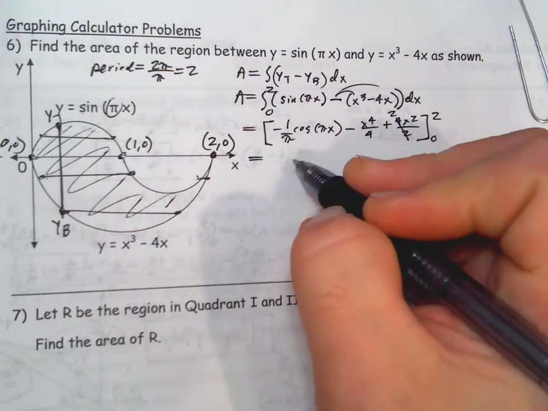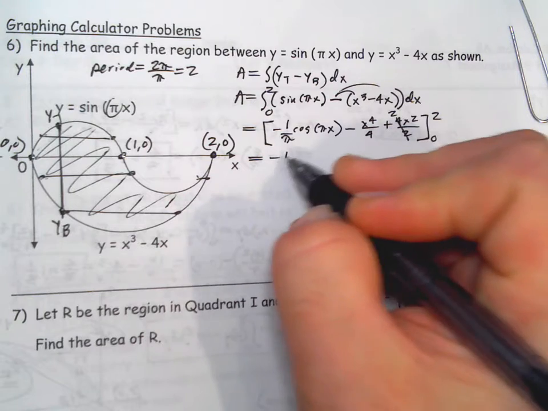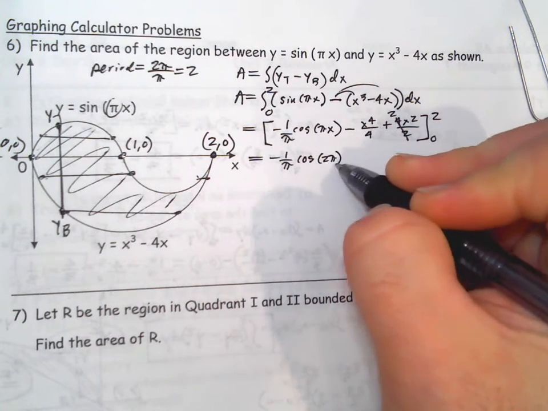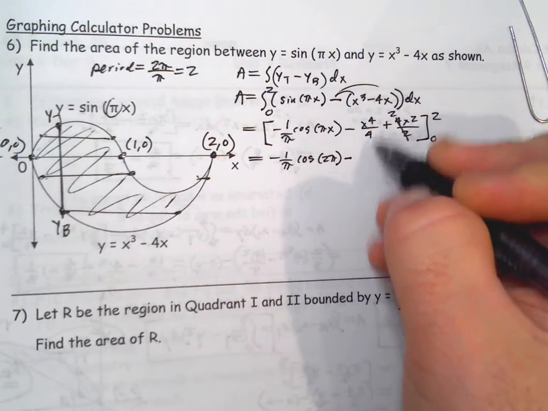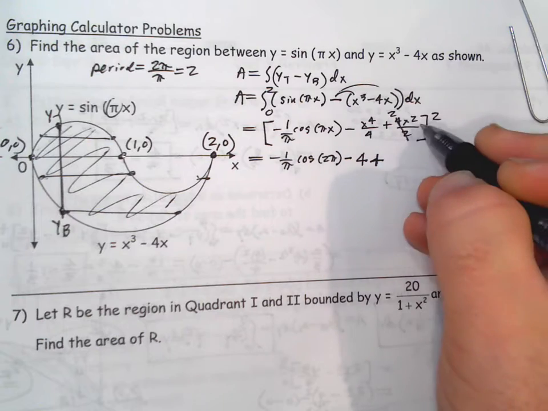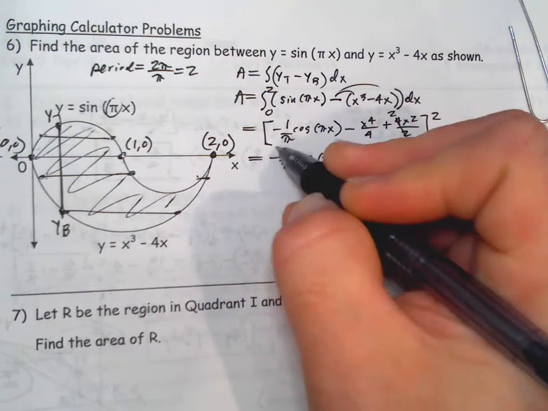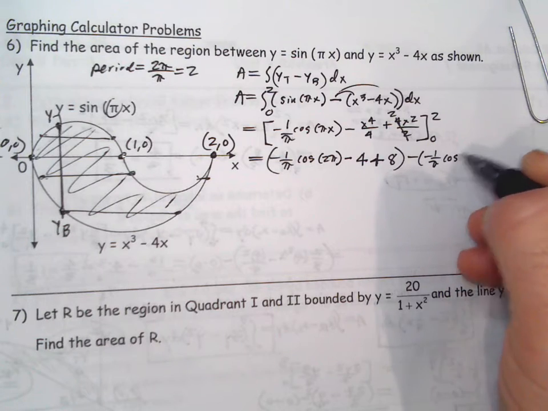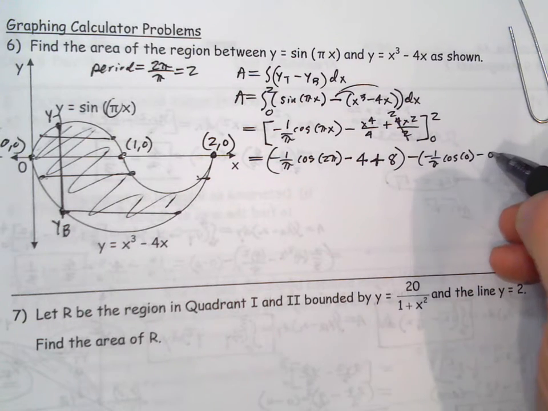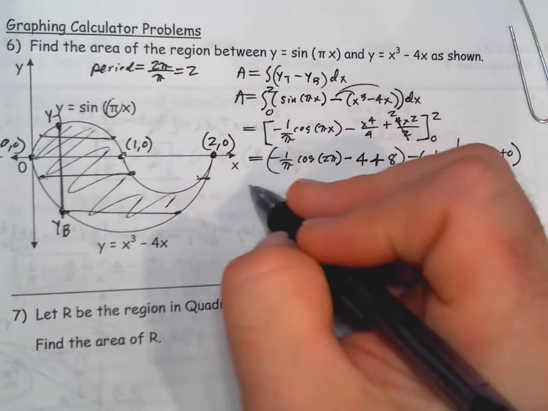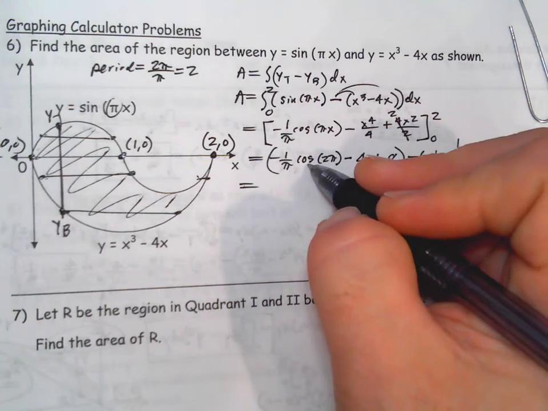So if we plug 2 in, it's going to be negative 1 over pi cosine of 2 pi minus 16 over 4 is 4 plus 2 times 4 is 8, minus 1 over pi cosine of 0, which is not 0, by the way. So minus 0 plus 0. I never just not write the zeros, assuming it's all going to be 0. That's a 1. So cosine of 2 pi, by the way, is also 1.